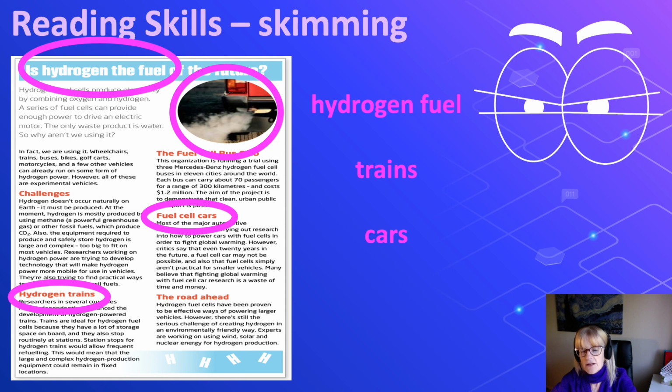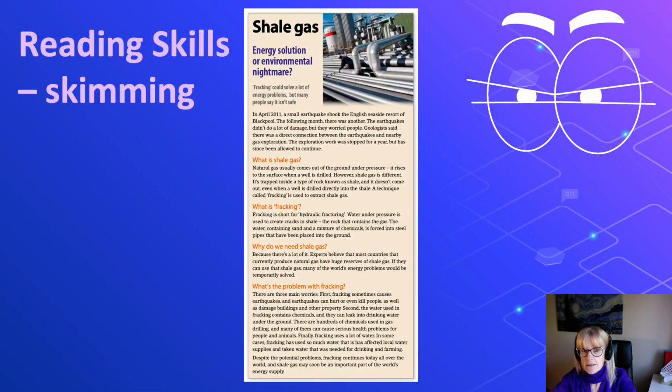That makes me know that this reading is going to tell me about cars that run from hydrogen fuel cells. And then if I look at the picture up the top there, I can see that it's the back of a car with exhaust coming out of the pipe. That makes me think that maybe this reading is going to have some information about pollution as well. I haven't read the article, I've just skimmed through it, but I have a good idea of what that article is about.